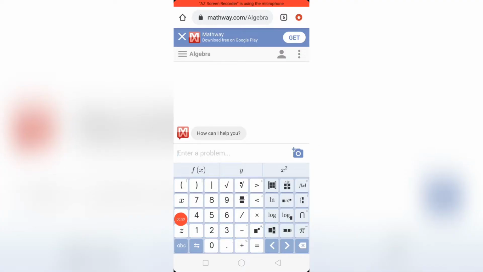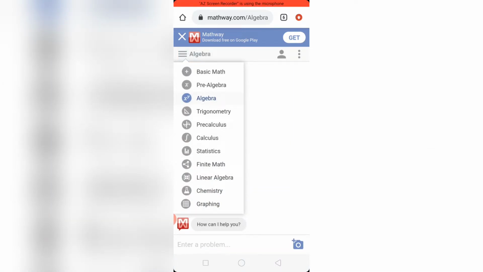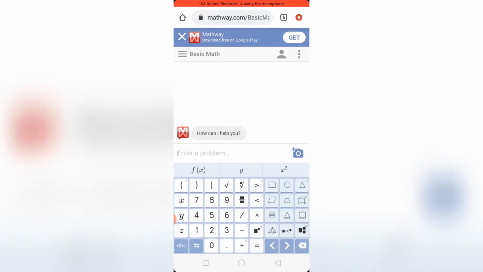This is the website page. Towards the left top, click on the more option. Here different subjects are available, for example basic math, algebra, trigonometry, calculus, chemistry and others. You can solve problems of all these subjects. Click on the basic math option. Let's solve some math problems.